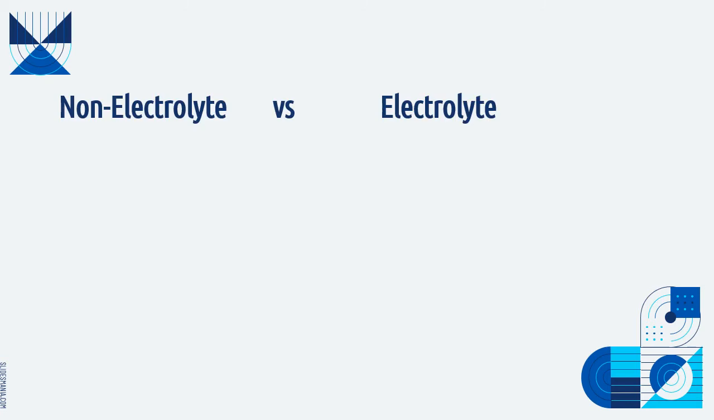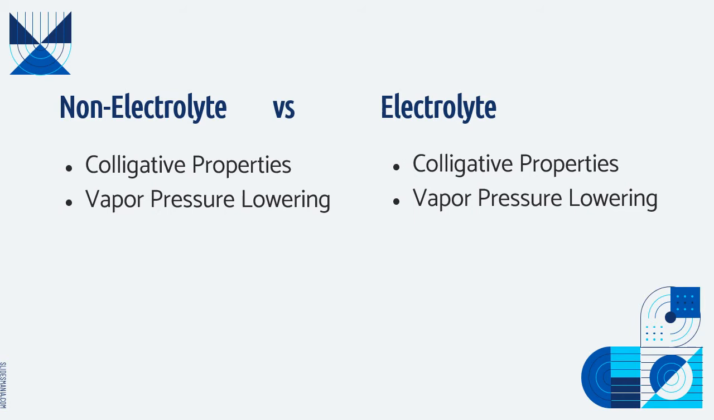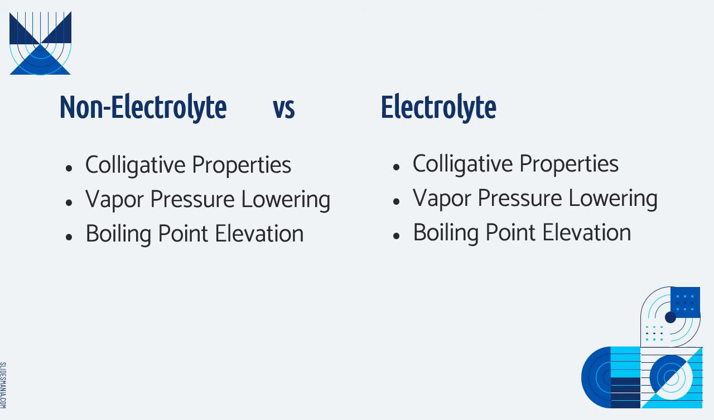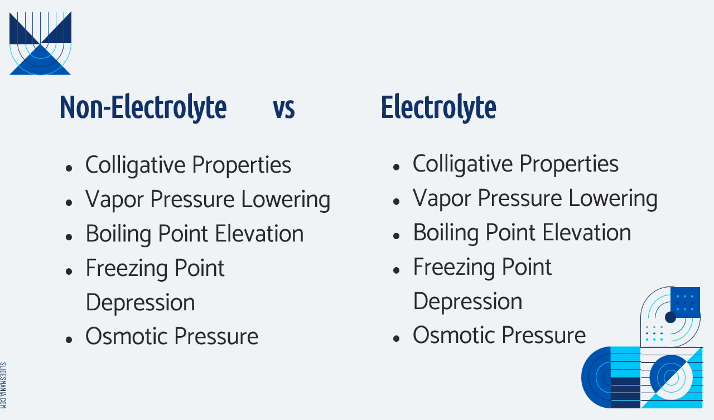Here we will compare the colligative properties of non-electrolytes and electrolytes. Well, they both have colligative properties. If electrolytes have vapor pressure lowering, non-electrolytes will also have vapor pressure lowering. As for boiling point elevation, both of them do have boiling point elevation, as well as freezing point depression. And finally, do you think both have osmotic pressure? Of course, they both have osmotic pressure.